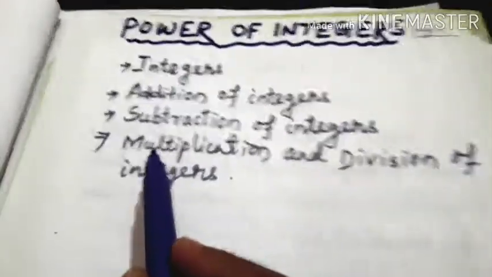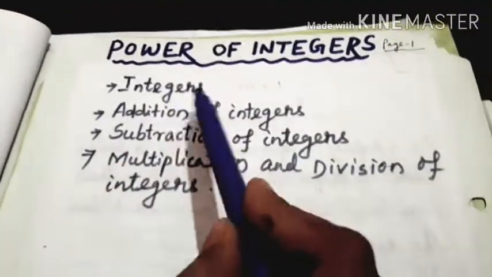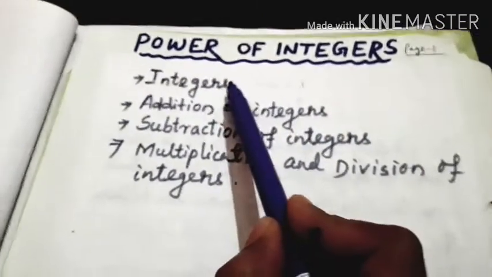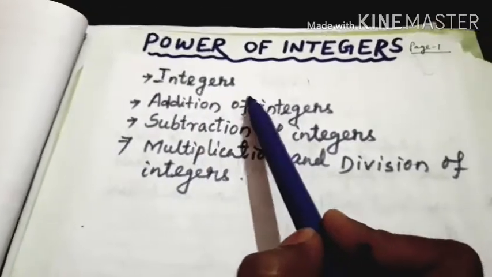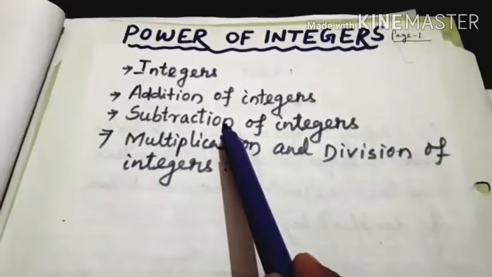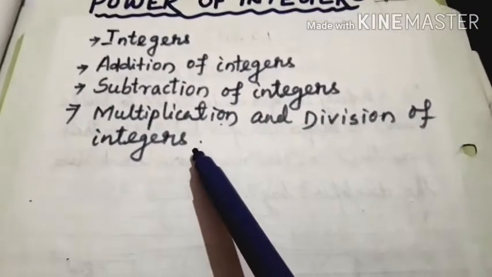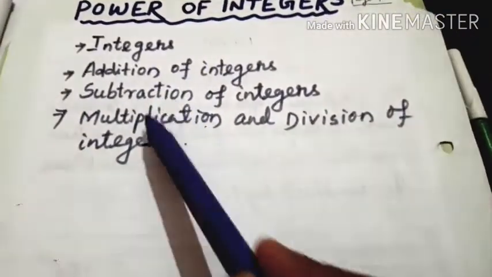See, already in earlier classes we have discussed, in chapter 3, integers first, then operations of integers like addition, subtraction of integers, then multiplication and division of integers. Okay, I think you are all clear about that.